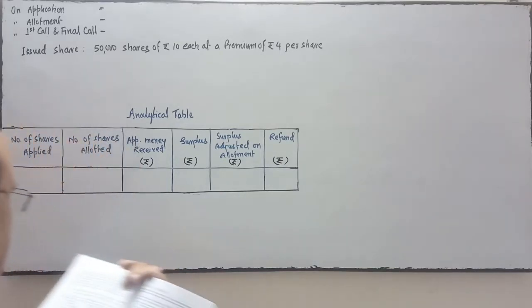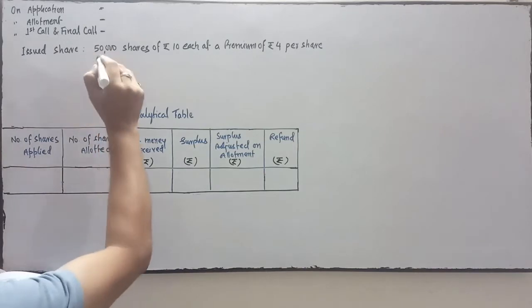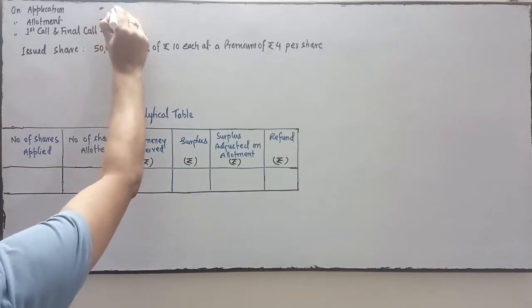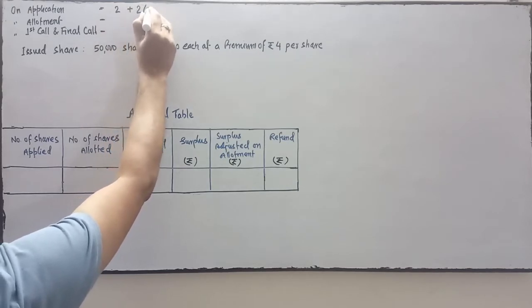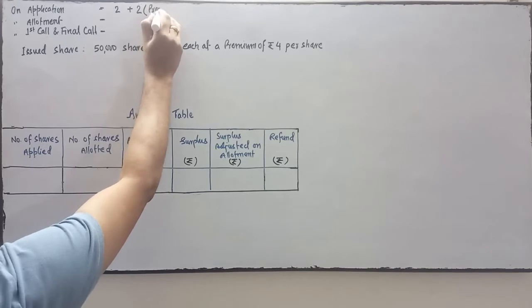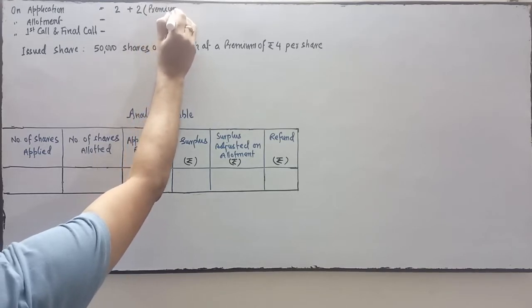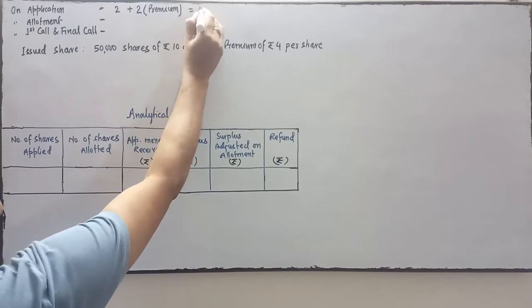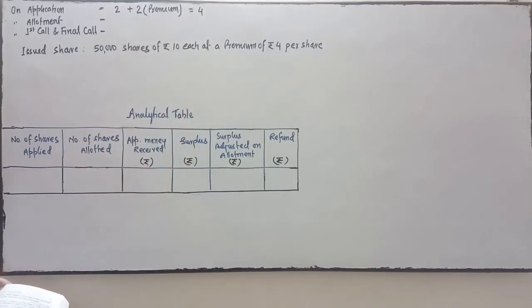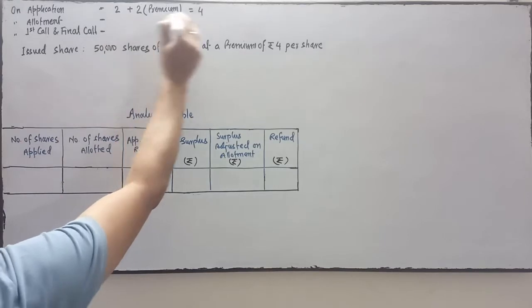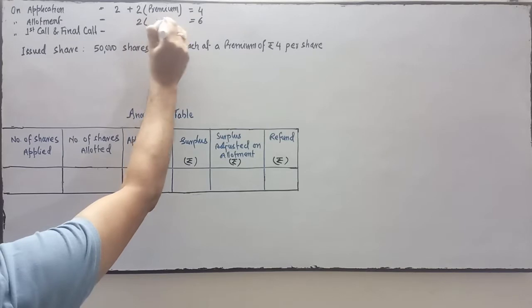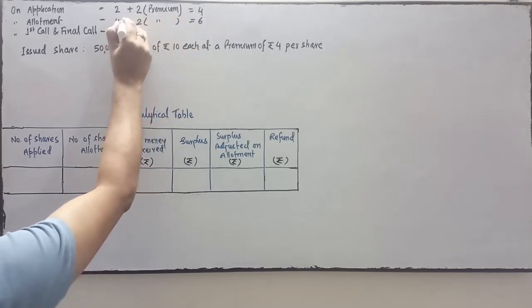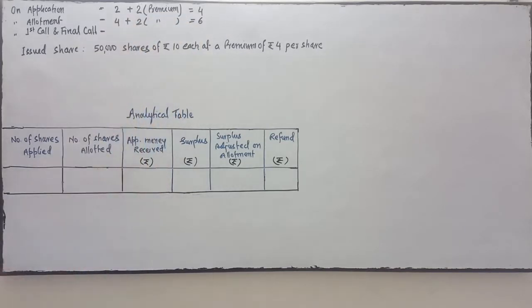The amount was payable as follows: on application 4 including premium. So 2 plus 2, where 2 is the premium amount, equal to 4. Second, on allotment 6 including premium. 6 including premium rupees 2. It means it is 4 on allotment, 4 plus 2, total 6 rupees including premium.